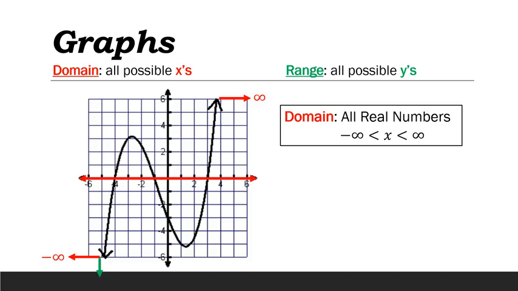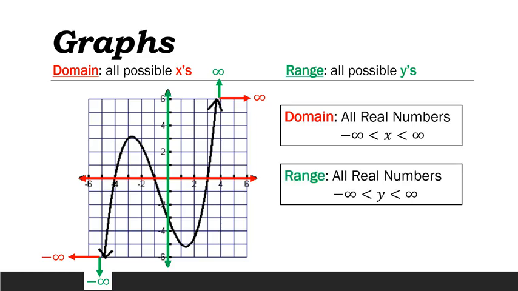Now let's talk about the range. So I'm thinking about how far down this graph is going to go, and that arrow is pointed downward forever. So it's headed towards negative infinity for the y values. Then the arrow up at the top is going up forever, headed towards positive infinity. So at some point, all the y values from bottom to top are going to be covered by the graph. So the range is also going to be all real numbers, or from negative infinity to positive infinity for y.